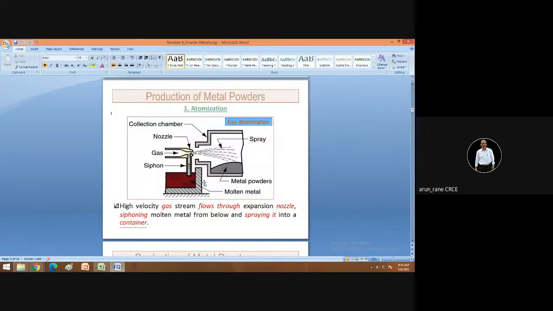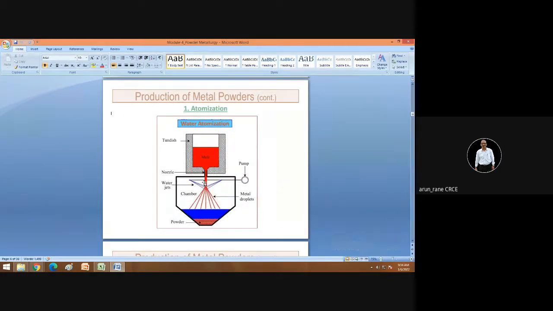So this also we have seen, how the metal powders are produced by atomization. This is the best figure I liked to reproduce. This is gas atomization. Under the pressure of gas, liquid is cooled and you get globules converted into powder. Then you have water atomization.